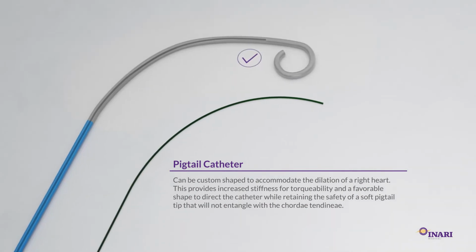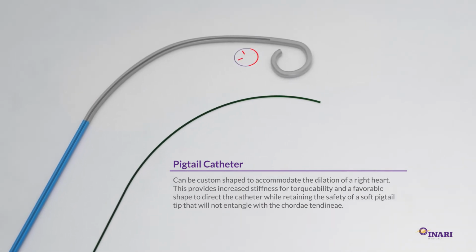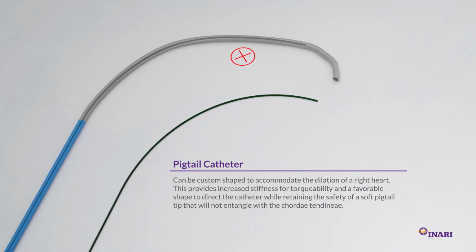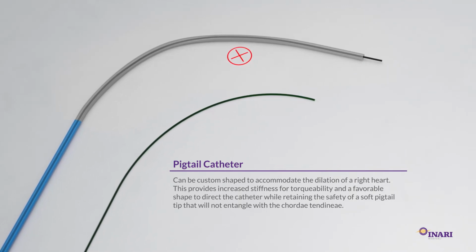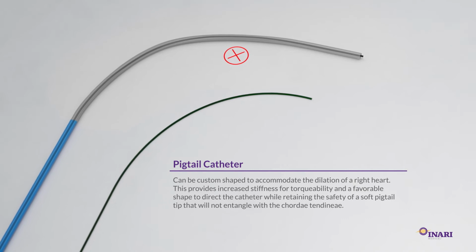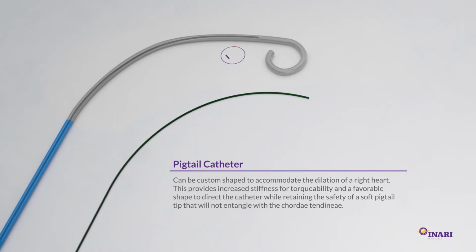The larger the right ventricle, the greater the curve on the wire. It is important to keep the wire from advancing too far into the catheter to avoid straightening of the pigtail or wire advancement beyond the tip.